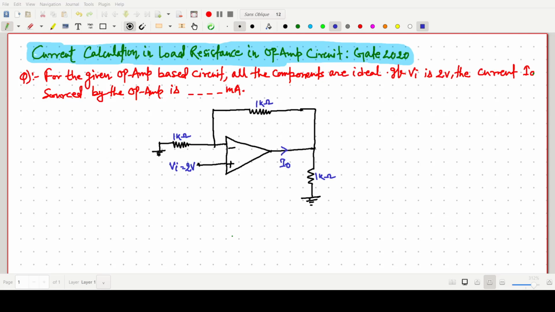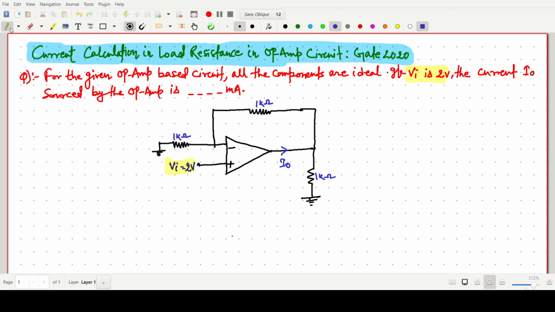Welcome everyone. In this video, we will solve a GATE 2020 EC question in which we have to find the value of I naught, which is coming from the op-amp output. The given thing is Vi, which is 2 volt, and we are giving this input at the non-inverting terminal. So we have to find out how much I naught current is flowing.